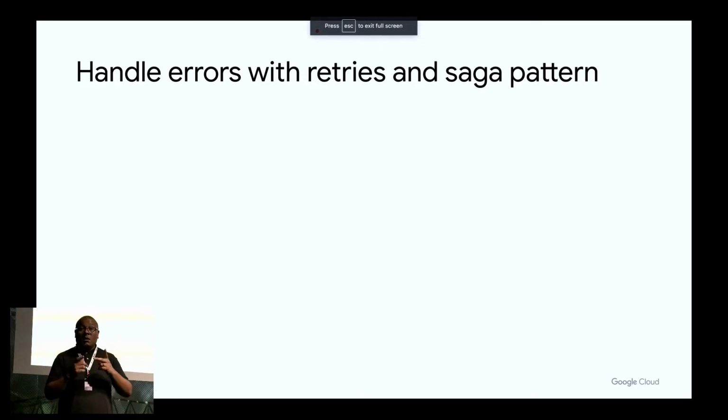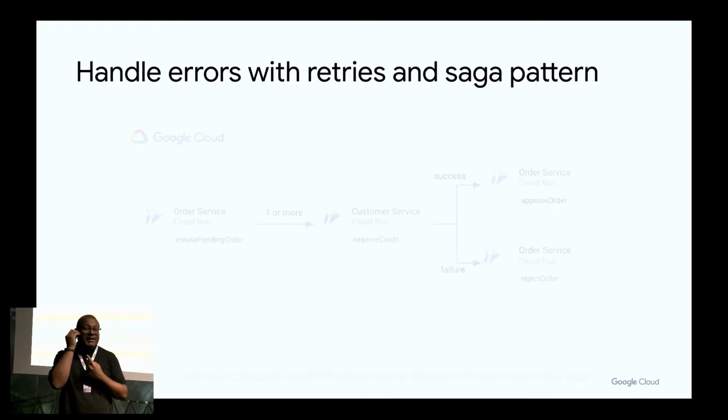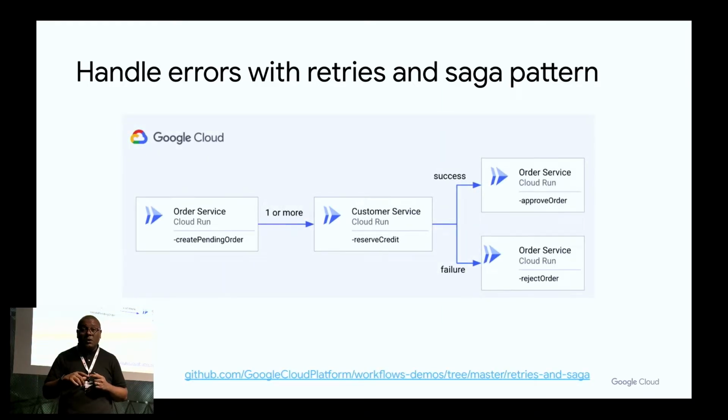Second thing is about handling errors with retries and Saga pattern. Again, let's look at an example. Let's say you have an order service that receives some orders, and when you receive an order, you create a pending order. So it's a new order, basically. Then you have a customer service, another service, where you check whether the user has credit. So you call this reserve credit function, right? And then if the reserve credit is successful, then we call the order service again, and we approve the order. So that's the happy path.